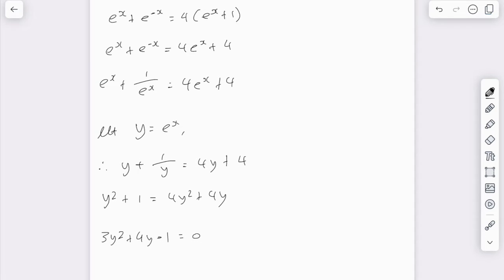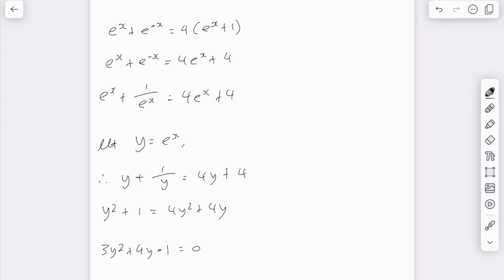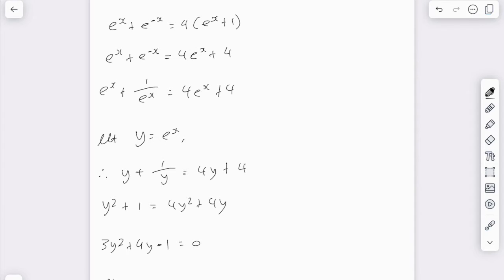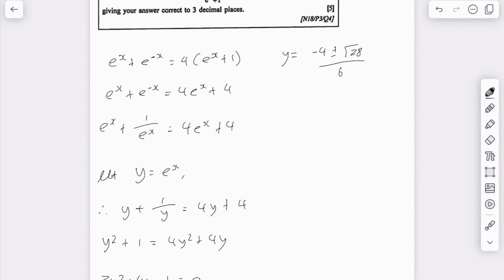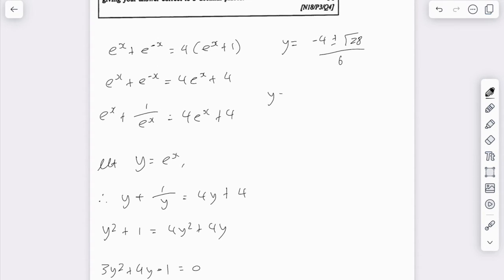From here, guys, we're going to solve this using the quadratic formula. So what I can say is y is going to equal negative 4 plus minus the square root of 4 squared minus 4 times 3 times minus 1, put that over 2 times 3. So what's y going to give me? Y equals minus 4 plus minus square root 28 over 6.